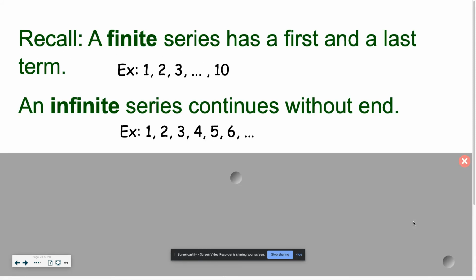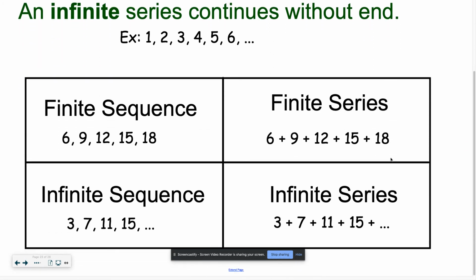Again, more examples. Okay, so like I said, finite, we have a stopping point. That doesn't mean we can't keep going. It's just the sequence itself stops, okay? Infinite is going to be that dot, dot, dot off to the side, okay? Finite, infinite. It's just going to keep going.